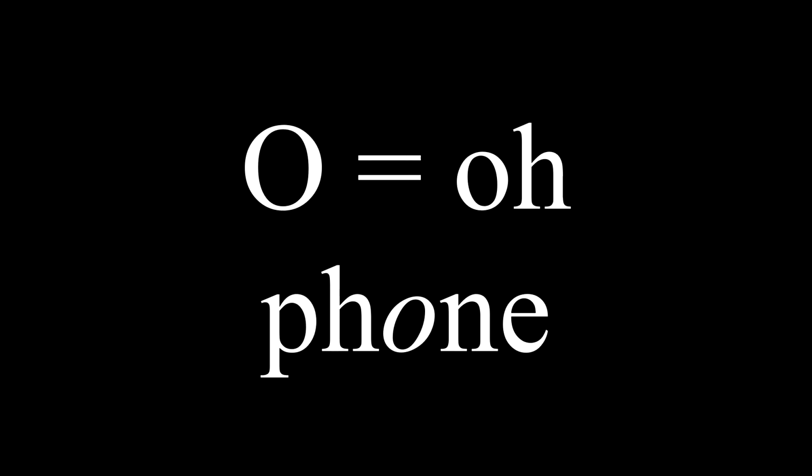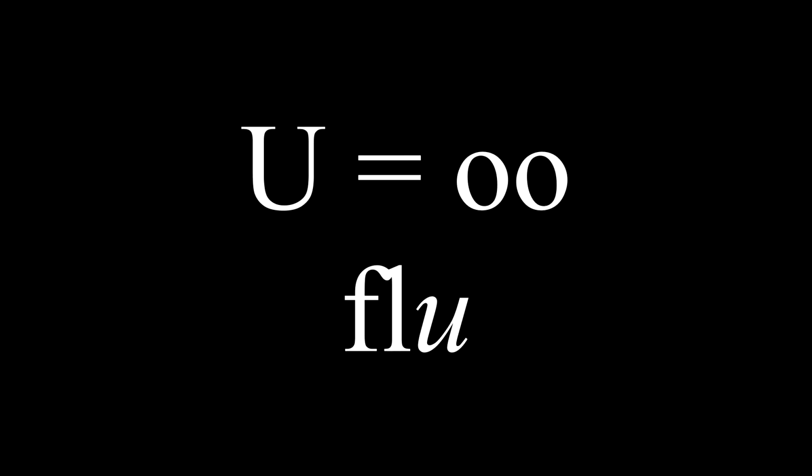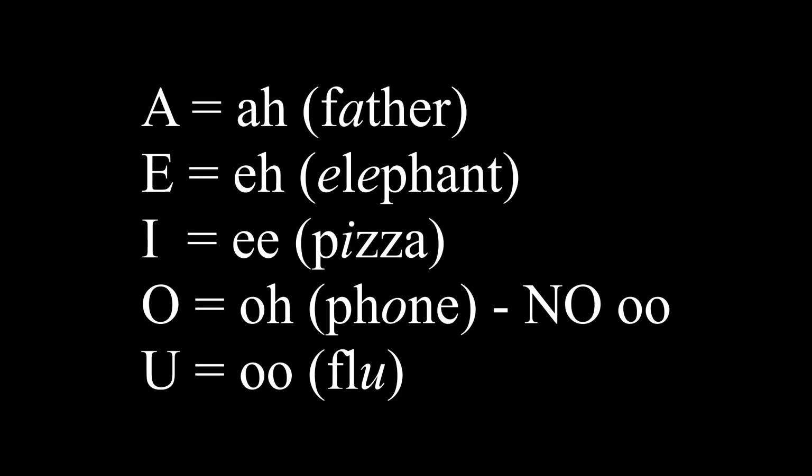A note on the pronunciation of O is that in English we have a tendency to turn O into a diphthong, where we say O and then follow that with an oo. We glide between the two of them. We're not going to do that. That's not how you say O in Russian. So you'll have to consciously think to leave off the oo whenever you say O. U will be pronounced oo, as in flu. And those are the basic vowels.